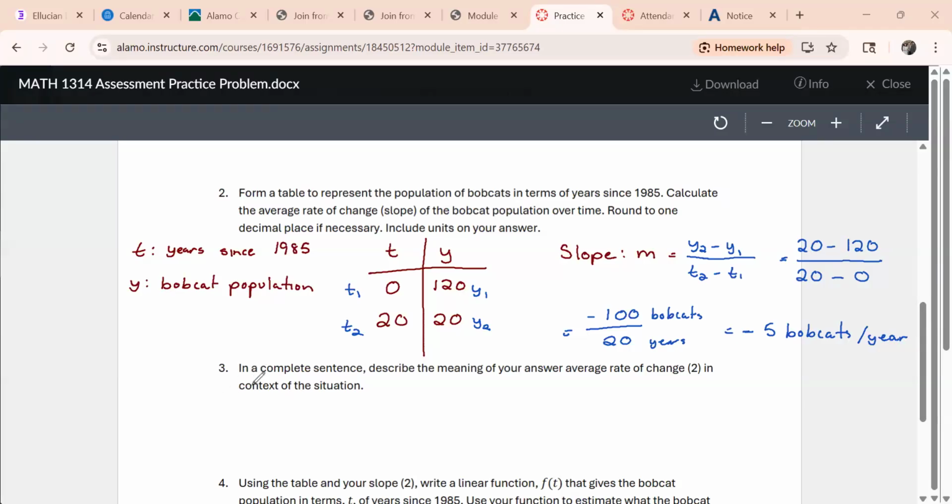So our next part here: in a complete sentence, describe the meaning of the average rate of change in the context of the situation. There are a lot of ways to say that, but essentially the idea is that we have negative 5 bobcats per year. So we are losing 5 bobcats a year. And we're losing 5 bobcats a year after 1985.